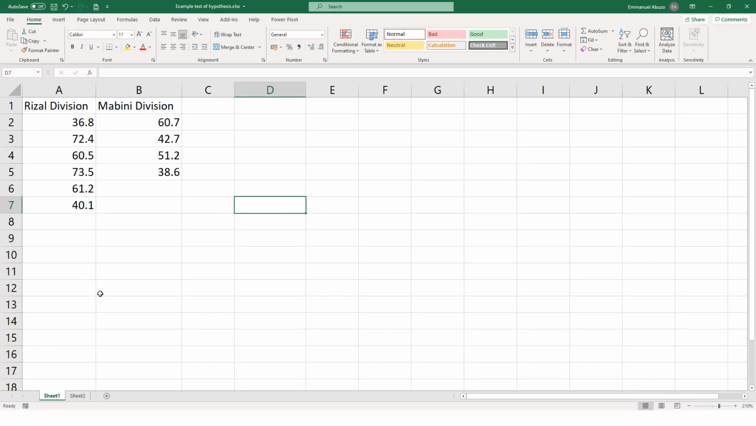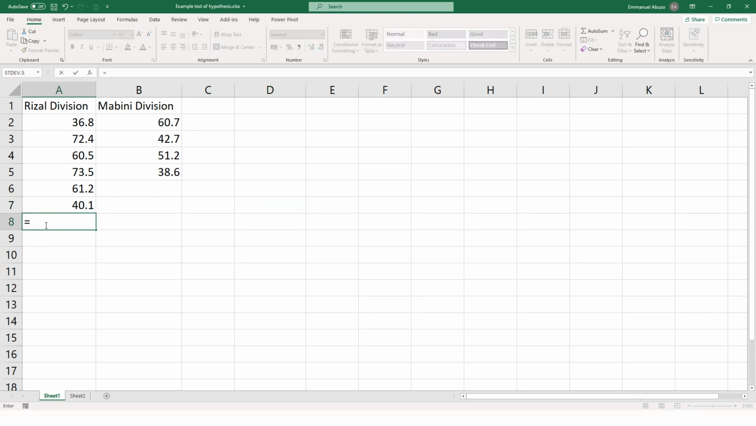So this is now the data. Take note that the formula for the F test is that we are going to get the ratio between the variance of the two divisions. In this case, we are going to get the sample variance. So you have var, sample variance, and then highlight this one, then equal.